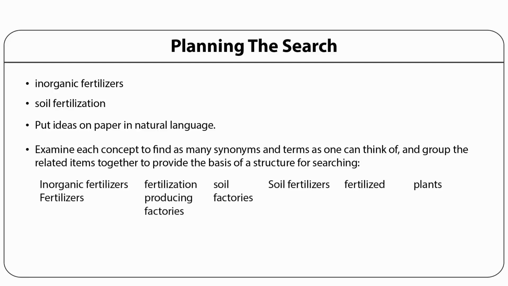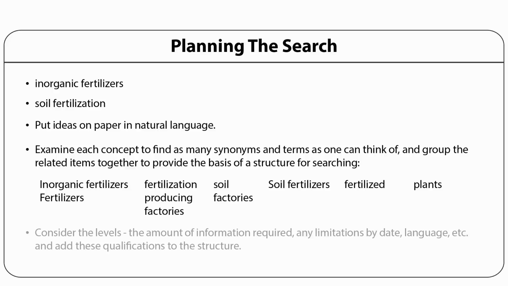For example, inorganic fertilizers, then fertilization, soil fertilizers, fertilized, or under fertilization you have plants, fertilizers, and producing factories. Consider the levels, the amount of information required, any limitations by date, language, etc., and add these qualifications to the structure.